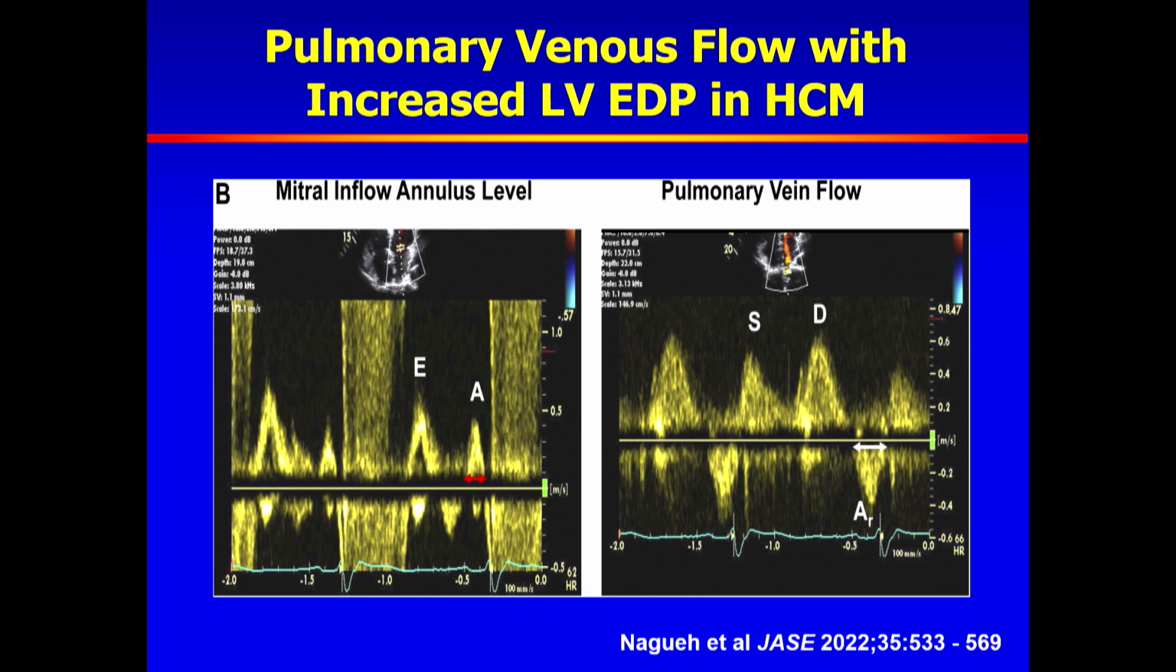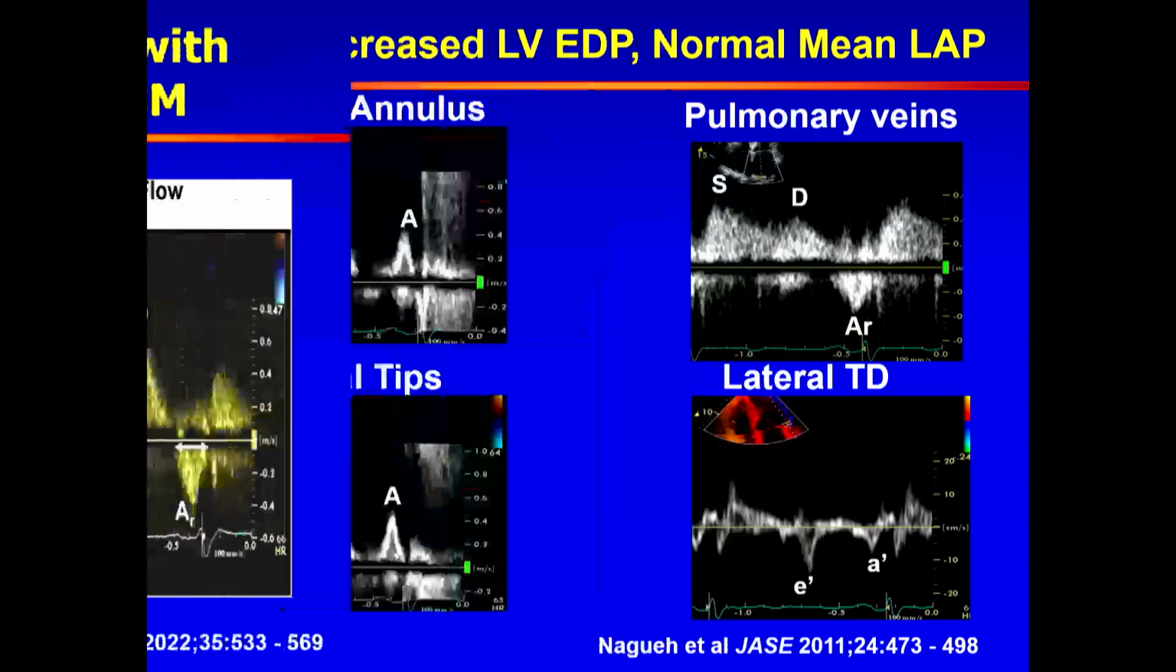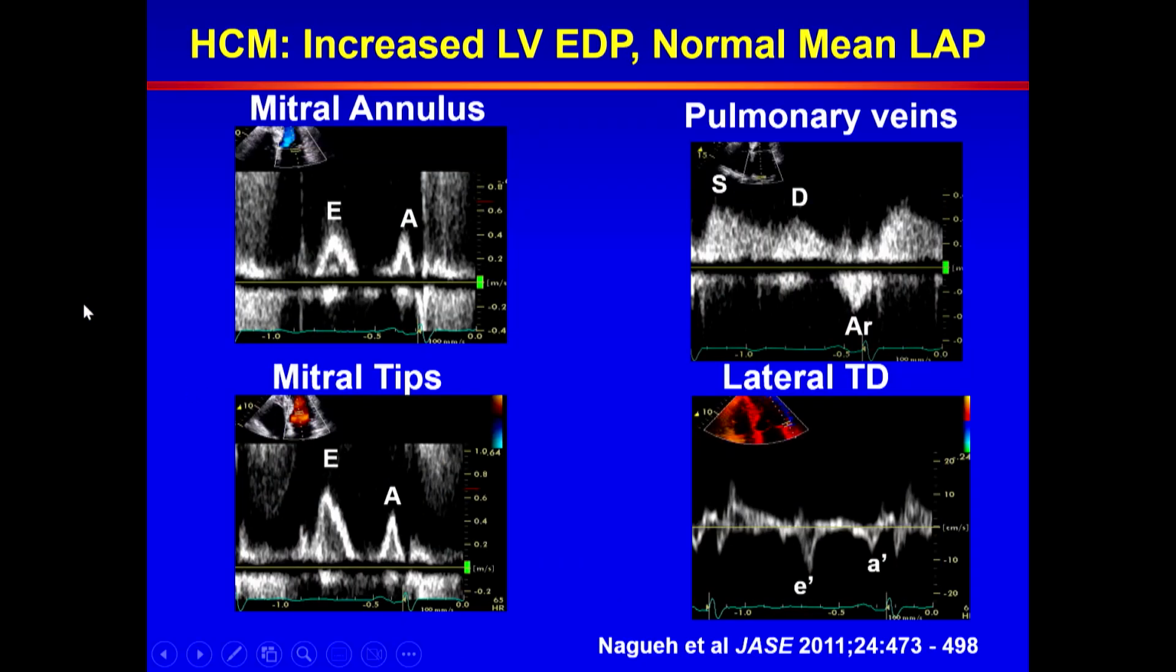We have a statement in our routine reports where we say pulmonary vein pattern consistent with increased LV end diastolic pressure.